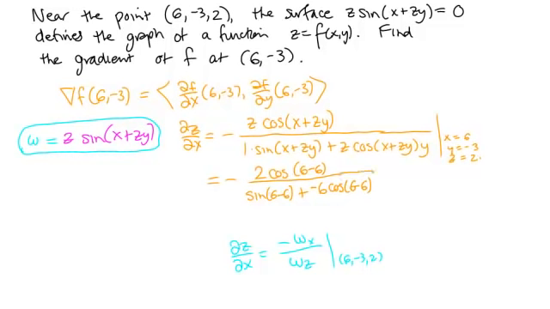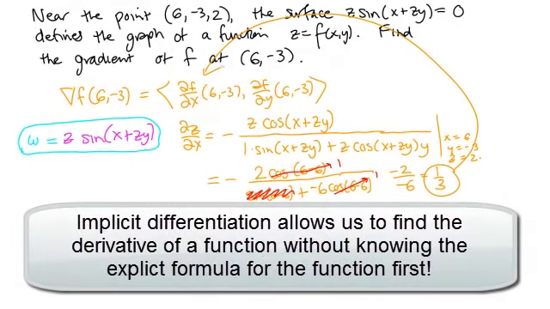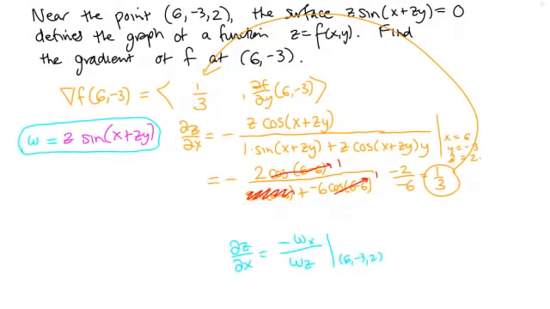Now, sine of 6 minus 6 is the sine of 0. That's 0. The cosine of 0 is 1. And so this is going to become negative 2 over negative 6, or 1/3. And so we've found this derivative, the derivative of f with respect to x, without actually finding f first, which is really quite amazing.